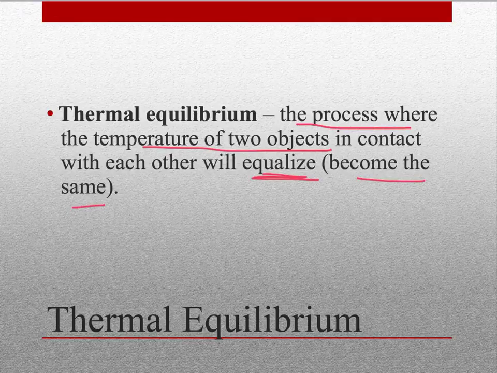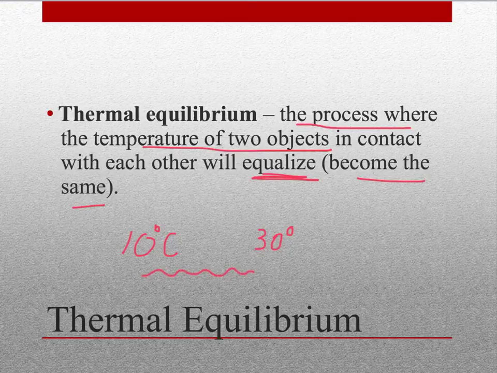So if you have your iced tea, and maybe your iced tea is really cool and it's at 10 degrees Celsius, and it's a hot summer day, and so the temperature outside is 30 degrees Celsius, well, your cup of tea is going to warm up and change temperatures until maybe it's 29, or even 30, because the temperature outside tends to stay roughly the same. So two things becoming the same temperature is thermal equilibrium.